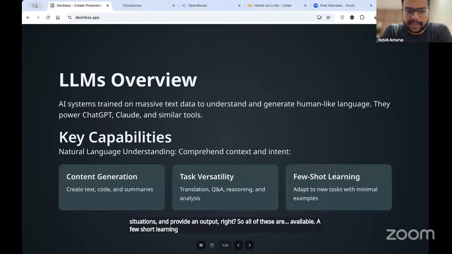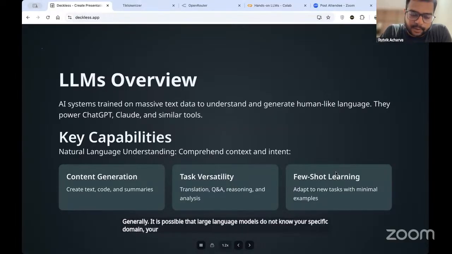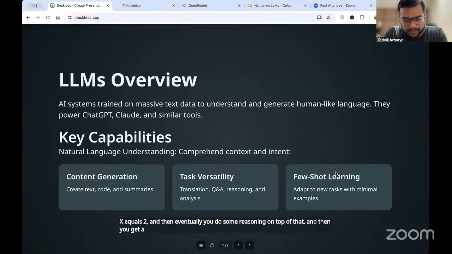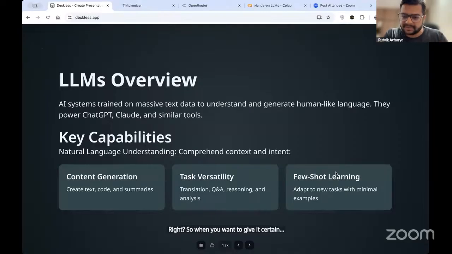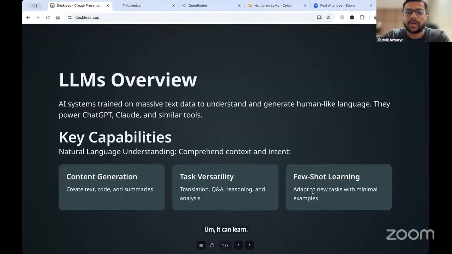Few shot learning. Generally, it is possible that large language models do not know your specific domain, your specific data, and your specific context. Now, there is something called few shot learning. Few shot is a very fancy term for simply saying, what are the examples? Like in your context, X equals 2, and then eventually you do some reasoning on top of that, and then you get a specific output, right? So when you want to give it certain examples, right? Few shot is few examples. Okay. So it can adapt to the task. Now, in general, what we're talking about is it can learn what you are trying to say or adapt to your domain or your use case using a few examples, right? That's basically some of the abilities.